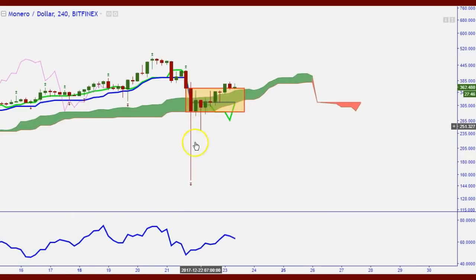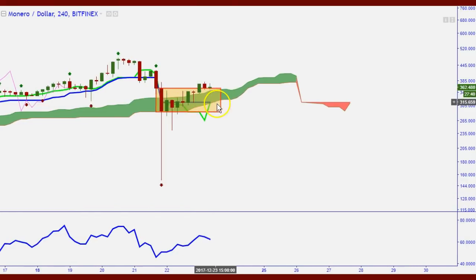And let's see. And that's all I see there. Basically, that's the only opportunity to get into the market for me. Nice inverted hammer here, close.